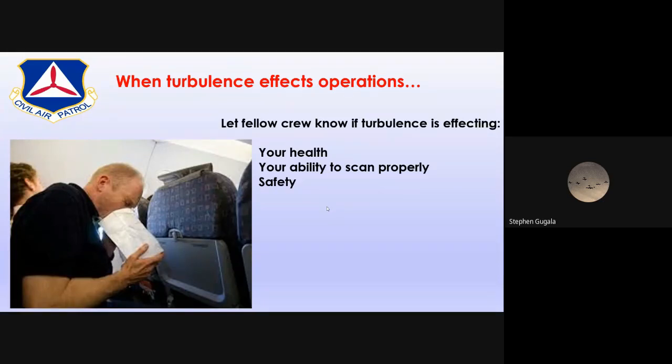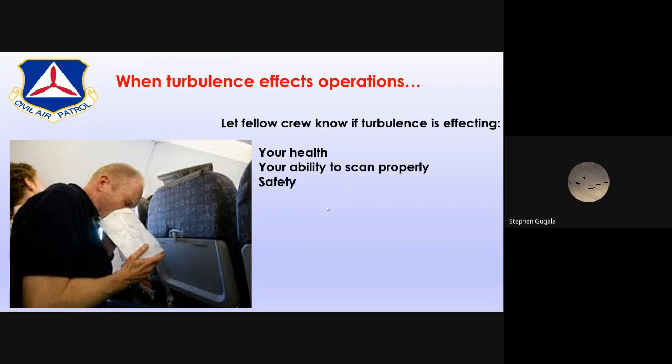Professionally, if it's just not working out and you can't see what's going on the ground, you may want to discuss this with the crew. You know, maybe the observer's got a gyro gimbaled head and he can keep his eyes focused. But if you are not effective, the crew needs to know that you're not effective. And of course, as we talked about, safety.